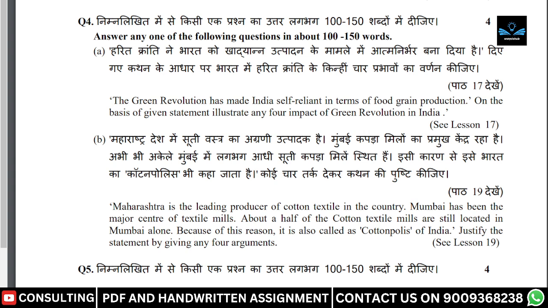Now the question number 4A, which is that the Green Revolution has made India self-reliant in terms of food grain production. On the basis of the given statement, illustrate any foreign impact of the Green Revolution in India. This question is taken from lesson 17, about 100 to 150 words.